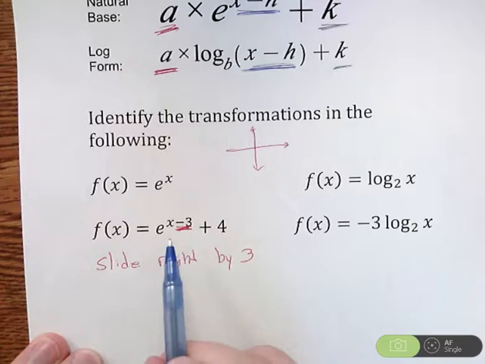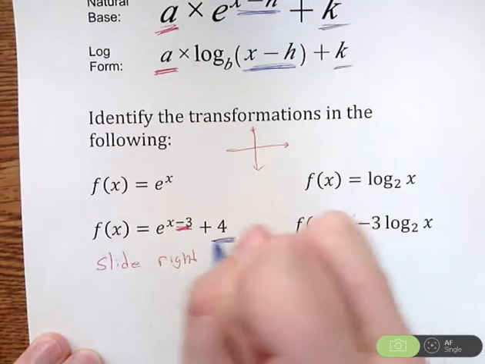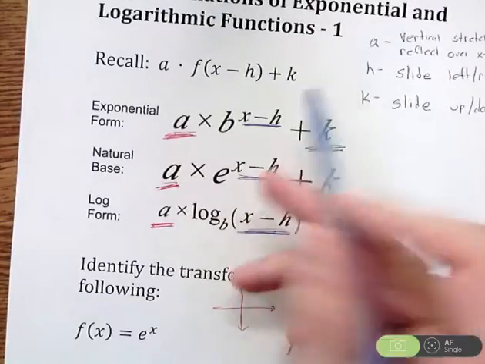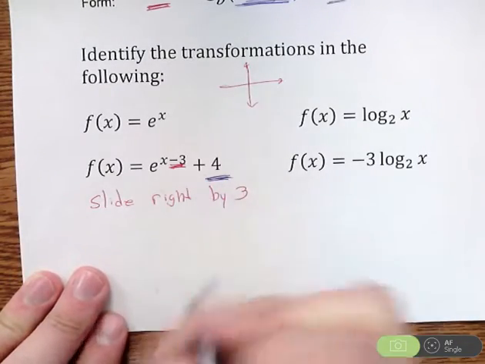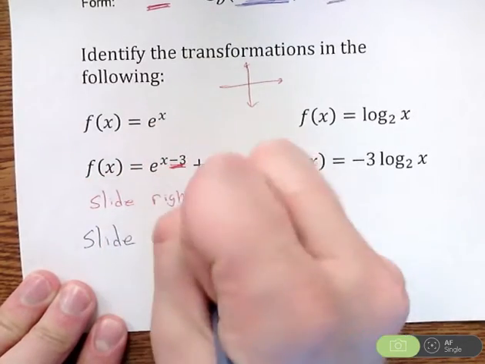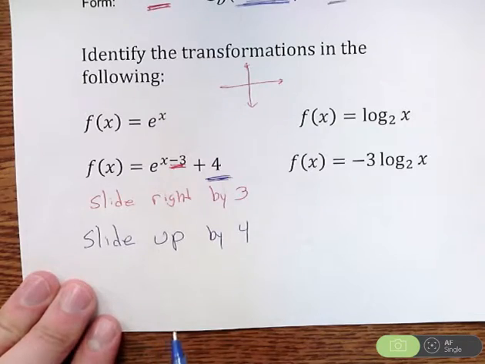The other piece we have is, up in the exponent, x minus 3. Then we have this plus 4 out here on the end. It's in the back, and as I just talked about, K is in the back. Well, K is a slide up and down, and K does not lie to you, so when you see plus 4, that means we are sliding up by 4. You could also say translate up by 4, same thing.